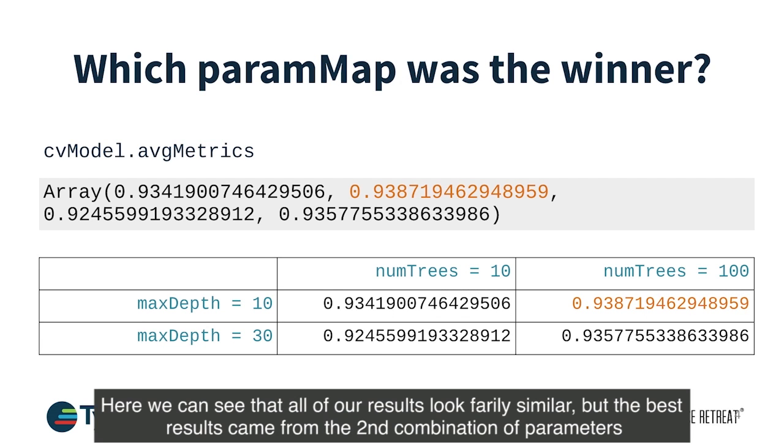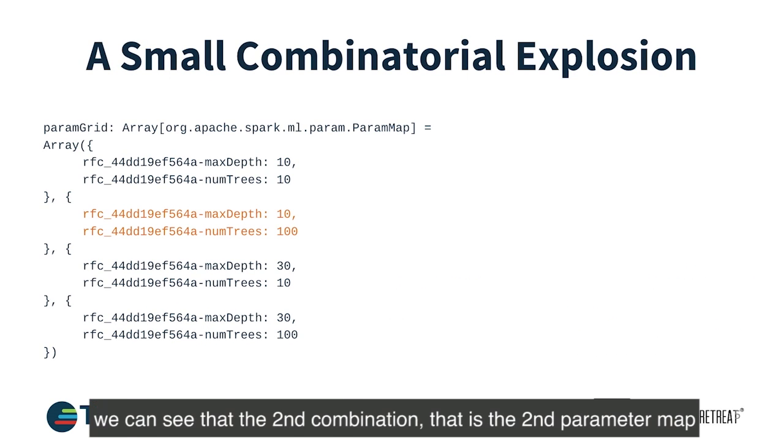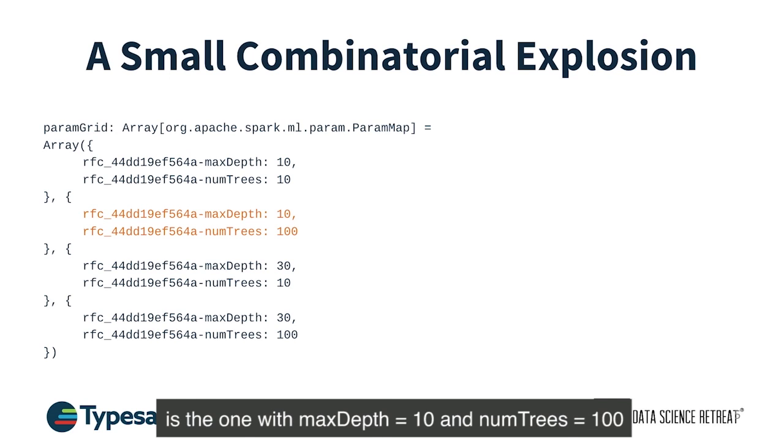Here we can see that all of our results look fairly similar, but the best results came from the second combination of parameters. This is the list of parameter maps again from the last lesson. We can see that the second combination, that is, the second parameter map, is the one with max depth equals 10 and num trees equals 100.